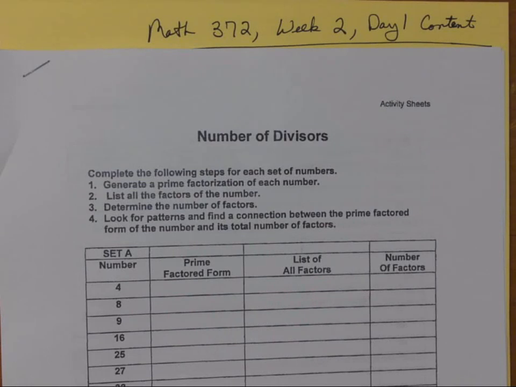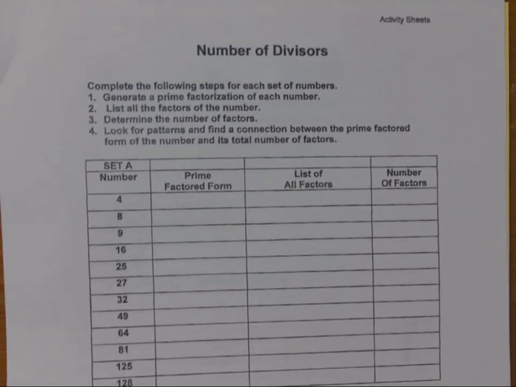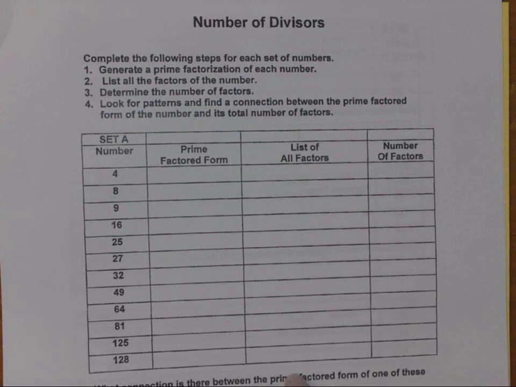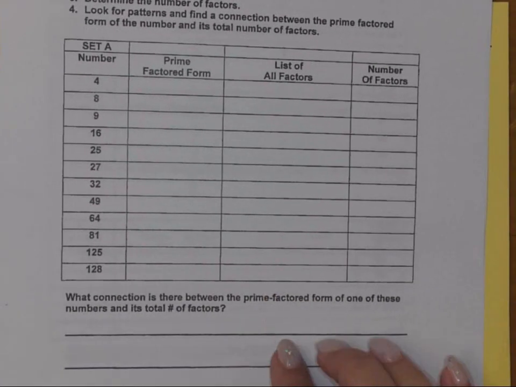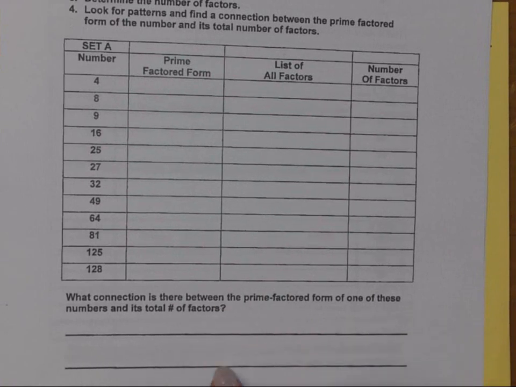So here's what it says. Complete the following steps for each set of numbers. And what you'll find is each set of numbers has something in common. I'm not going to say what exactly, but each set has a different thing in common. So first thing you want to do is generate a prime factorization of each number. Second thing you want to do is list all the factors of the number. Third thing, determine the number of factors for that. And then at the bottom of each group of numbers, you will have this thing. What connections do you see? What's going on? Do you see any patterns that will help us do stuff in here?